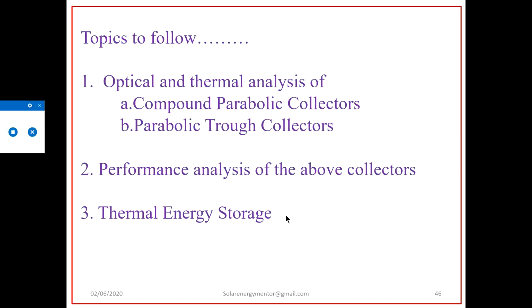So with this we stop at this point of time, and the topic of concentrators will continue. The topics to follow are optical and thermal analysis of compound parabolic collectors and then parabolic trough collectors. We have identified these two types of concentrators for optical and thermal analysis, which are the most popular and most prospective collectors for the development of industrial process heating. That's why only these two collectors are chosen for analysis.